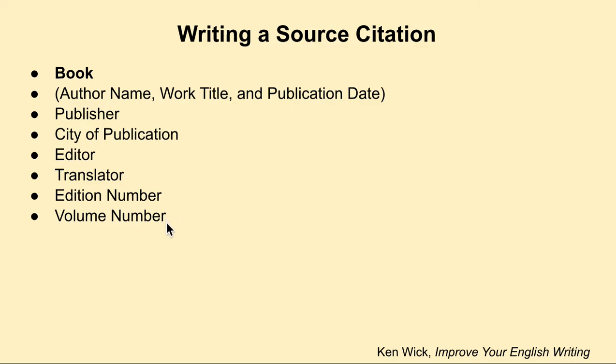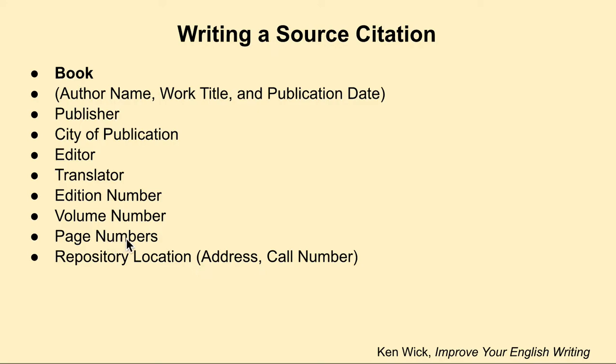But these are things that could be applicable to the publication details for your source citation. So edition number, a volume number, because sometimes you can have an encyclopedia. You can have a volume 1 and volume 2. So then you have the page numbers, which is probably one of the more common types of publication details. You can have a repository location. You want to record the repository location for sources hard to find, or maybe these are things that are not easily accessible. So maybe it's a rare book or a rare magazine.